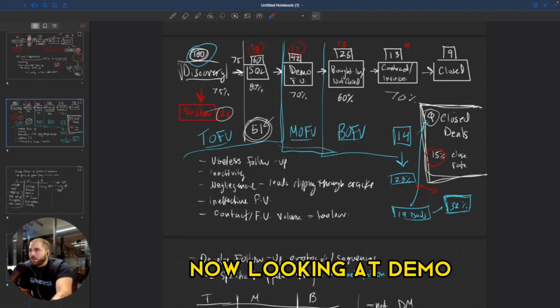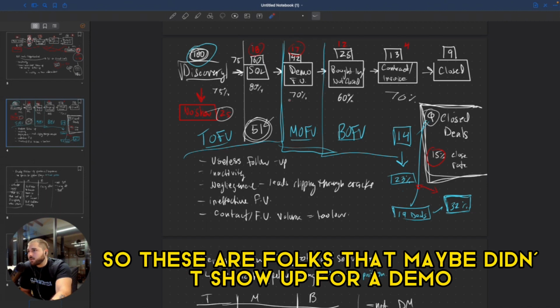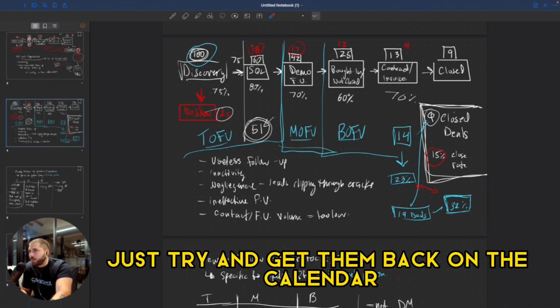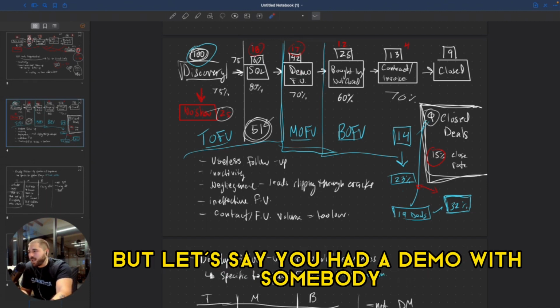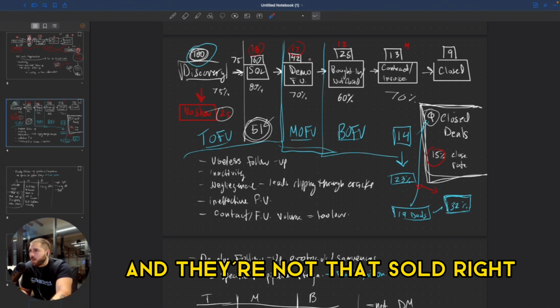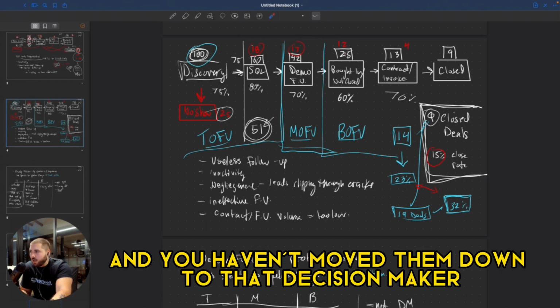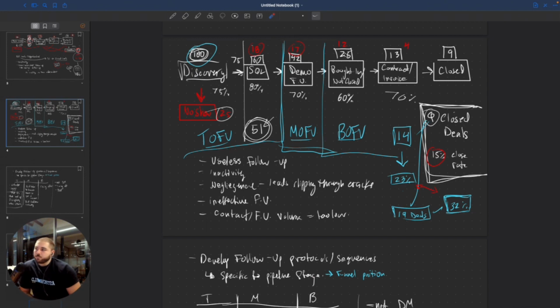Now, looking at demo follow-ups. These are folks that maybe didn't show up for a demo. You have to, again, just try and get them back on the calendar. But let's say you had a demo with somebody and they're not that sold, and you haven't moved them down to that decision maker bought in or not closed stage.